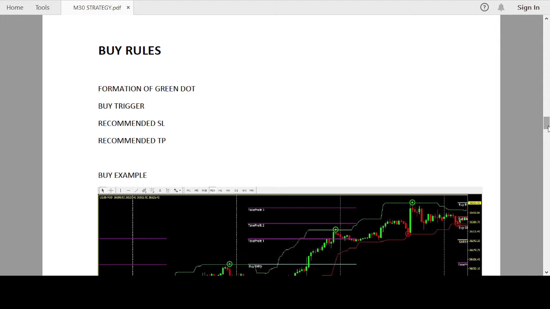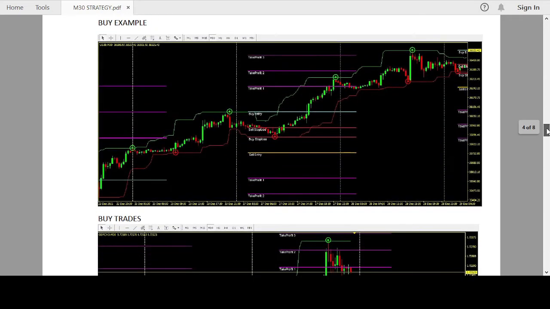Okay, so the buy rules, guys. What must happen in order for you to buy? The first thing you need to see is the formation of a green dot, like I just mentioned. After the formation of a green dot, there needs to be a buy trigger either at the level of the green dot or above it. Then we can use the stop losses and take profits that the system gives us. I'm just going to go ahead and show you guys.